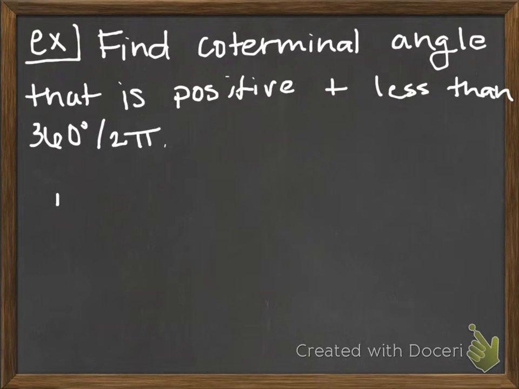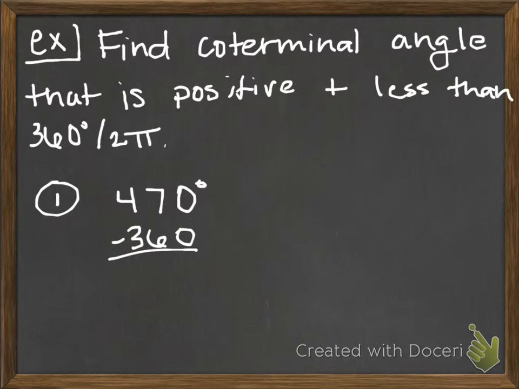So let's say that the first angle that is given is 470 degrees. I want to know a coterminal angle, so I want to know another angle that would fall in the same spot. So we need to either add or subtract a revolution. Because the directions say my final answer needs to be less than 360, I'm going to subtract 360 from this. So I'm taking out 360. That means 110 degrees would fall in the same spot as 470 degrees.